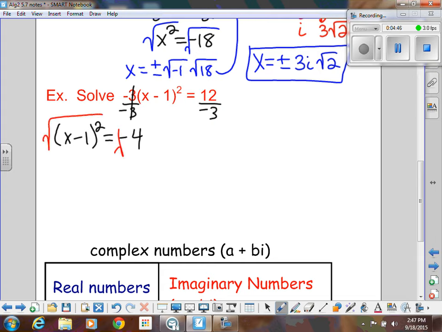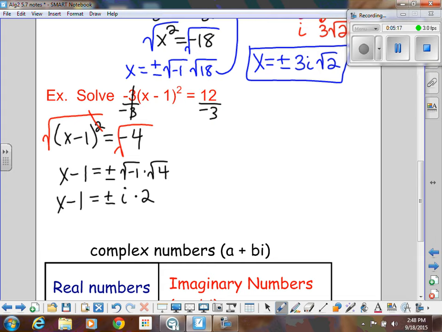So I'm taking the square root to cancel out the 2 in the square root. Now I'm going to have plus or minus the square root of negative 4. I need to split up. So I have the square root of negative 1 times the square root of positive 4. So the square root of negative 1 is simply i, and then the square root of 4 is simply 2.